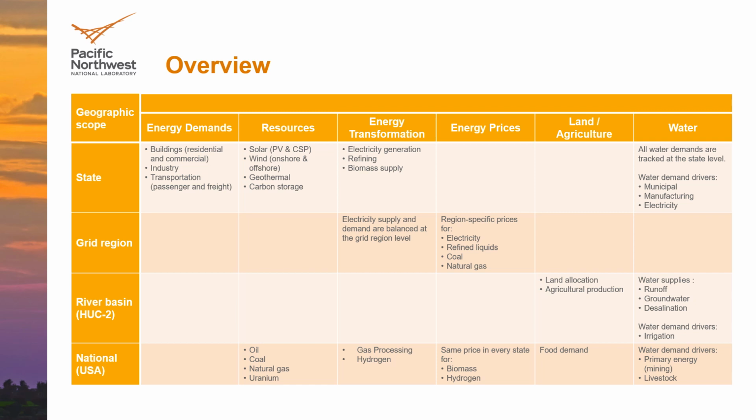Water supplies are modeled at the river basin level, with supplies and demands also balanced at the basin level. For states spanning more than one basin, water demands are allocated across basins using fixed historical shares.